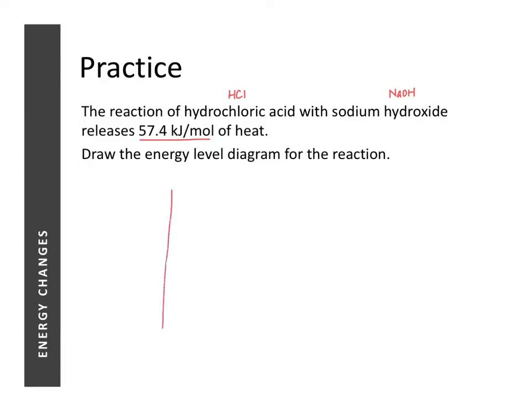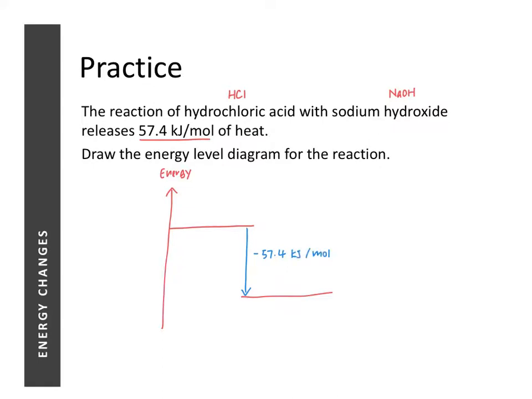In an energy level diagram, there's only a y-axis, and the y-axis stands for energy or energy level. And from the description in the question, we can tell that it's an exothermic reaction. So meaning the diagram is going to look like this. Your products will have lesser energy than your reactants. Next, we need to add in your delta H, or enthalpy change, which is minus 57.4 kilojoules per mole.